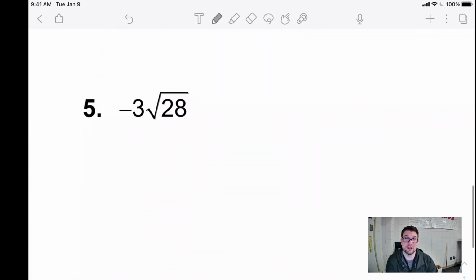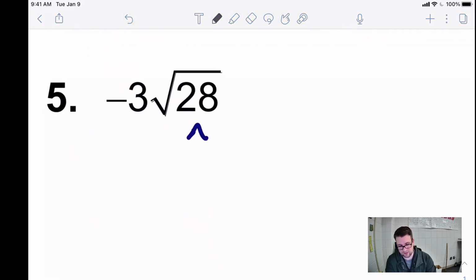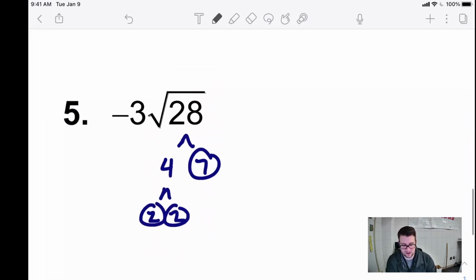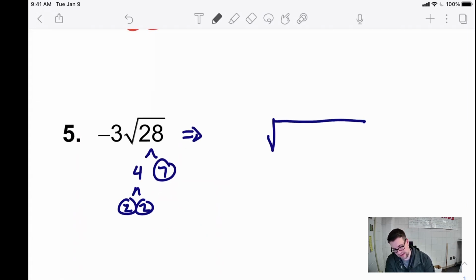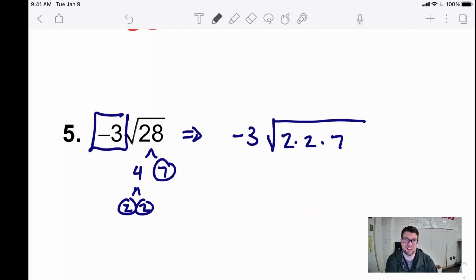Let's do another one. Now, this one's unique. It has a negative 3 on the outside. Let's see how to deal with that. The first thing you're going to want to do is break down the radical just like we've been practicing. So 28 is 4 and 7. 7 doesn't get any smaller, so we're going to circle it. 4 is going to become 2 and 2. Now, when we look at this, what this means is that we can rewrite the radical as 2 times 2 times 7. What we can't do here is forget that we have a negative 3 out front. So we're going to put that negative 3 out front yet again.